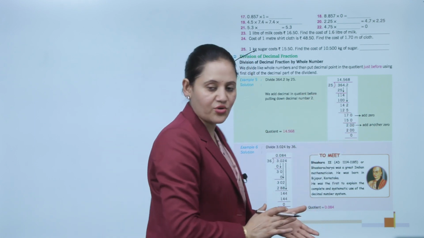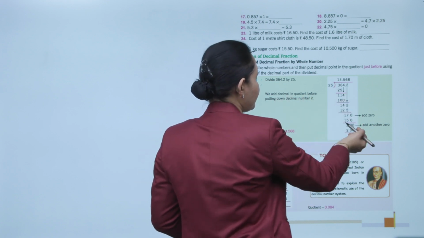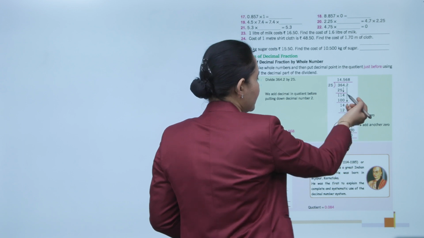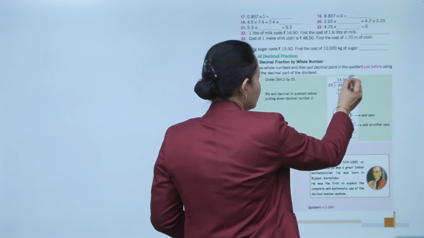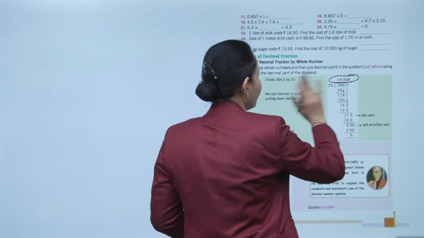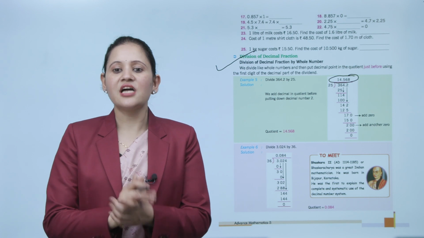Now we can add as many 0s as were required. So 170, 6 times is 150, subtract, we get 20, add a 0, 8 times. So the quotient will be 14.568. Clear? So this is how we'll divide.